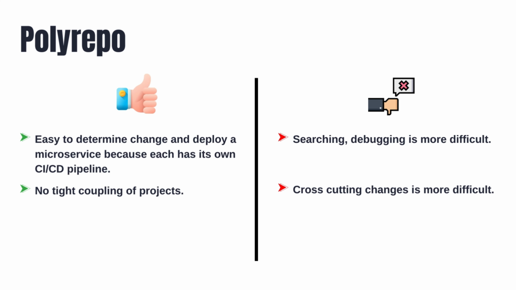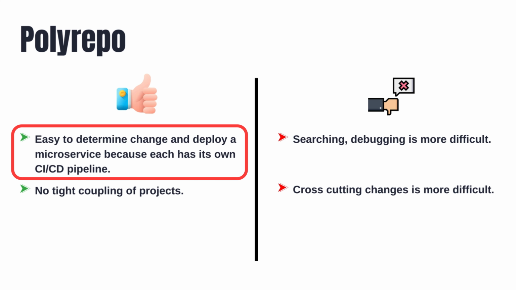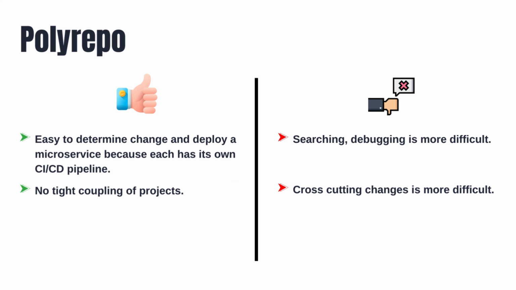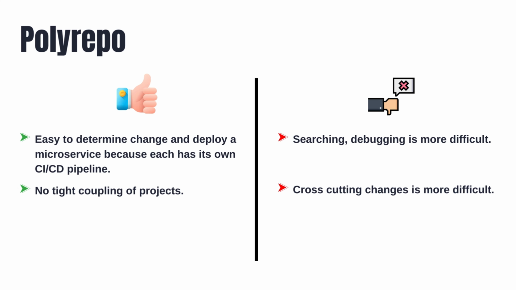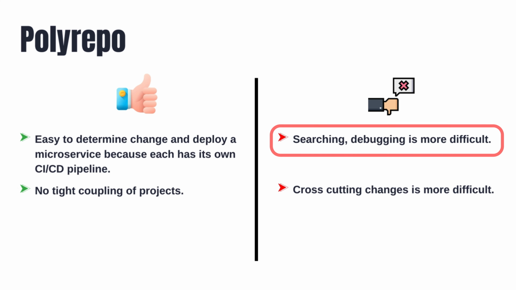So for polyrepo, in terms of advantages, it's very easy to determine changes and deploy a microservice because each project has its own CI/CD pipeline. And secondly, since we have multiple repositories, one for each project, it's impossible to make the mistake of creating tight coupling between projects. But in terms of drawbacks, I think searching and debugging is more difficult because we have multiple projects.